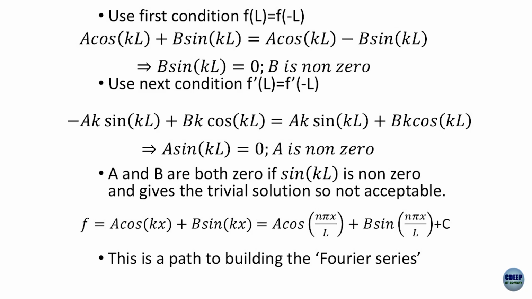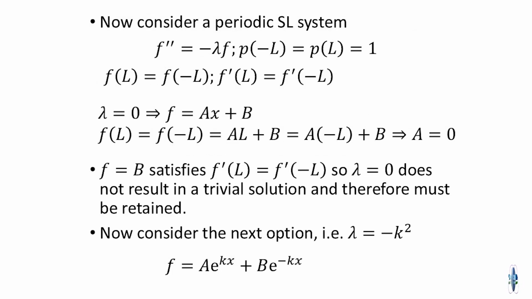So the solution became that, and what we said was that this is one of the solutions to the equation which we started out with, which is f double prime equal to minus lambda f, and every eigenvalue is going to give you a solution. And because we are talking about a linear system, a sum of the solutions also is going to be a solution, and that is nothing but your Fourier series.